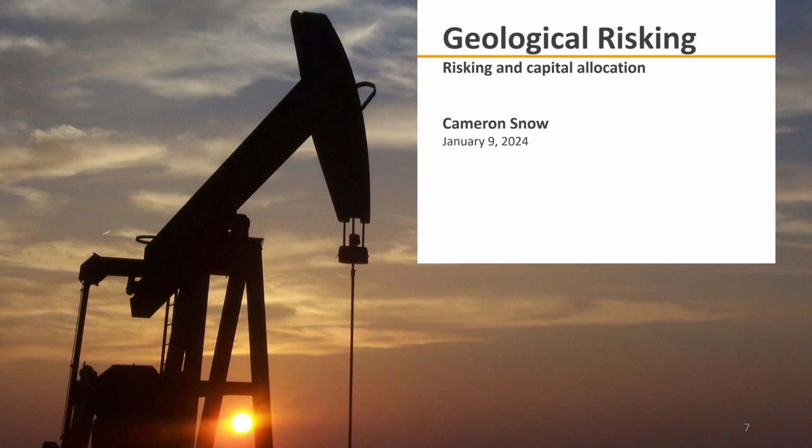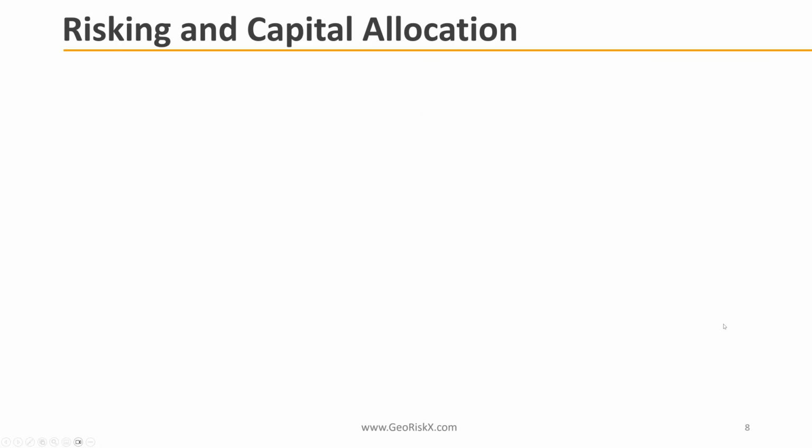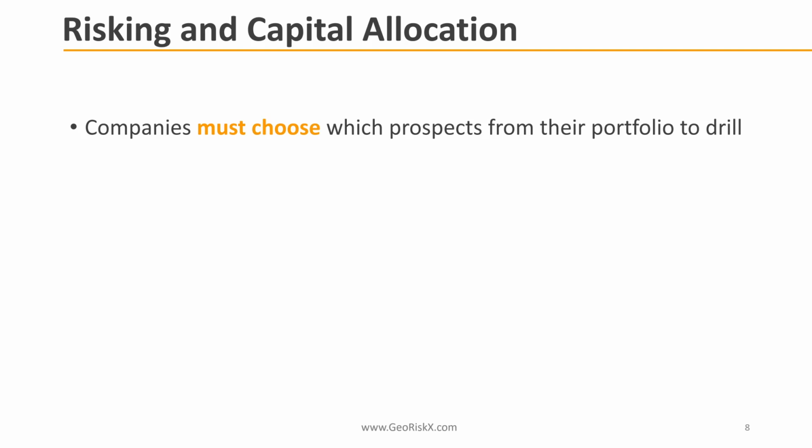In this video, which is going to be very brief, I'm going to talk about risking and capital allocation and how those two work together. When you are a company, even large companies, you don't have unlimited exploration dollars. So what this means is you have to choose which prospects you want to drill. Now, for many small companies, this may be obvious. You may have one good prospect or one that really stands out above all the rest. But as your company becomes larger, this selection process becomes more and more challenging.